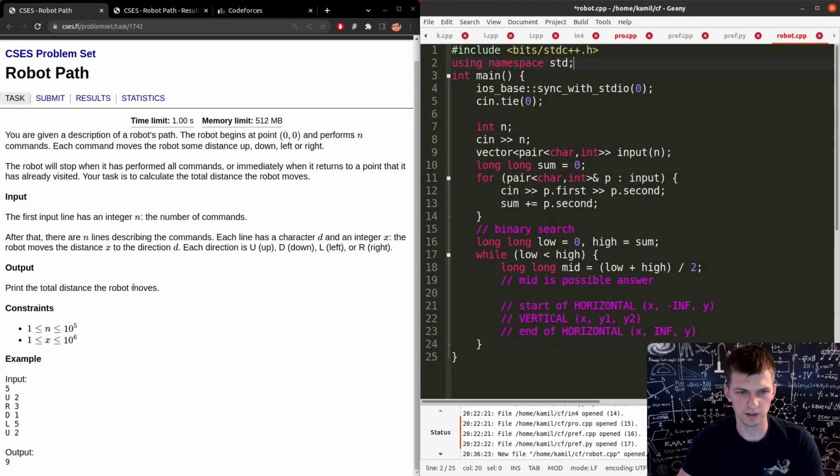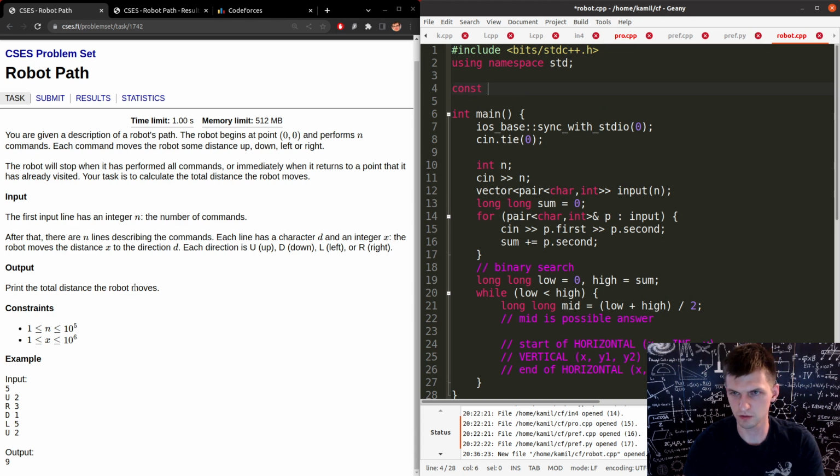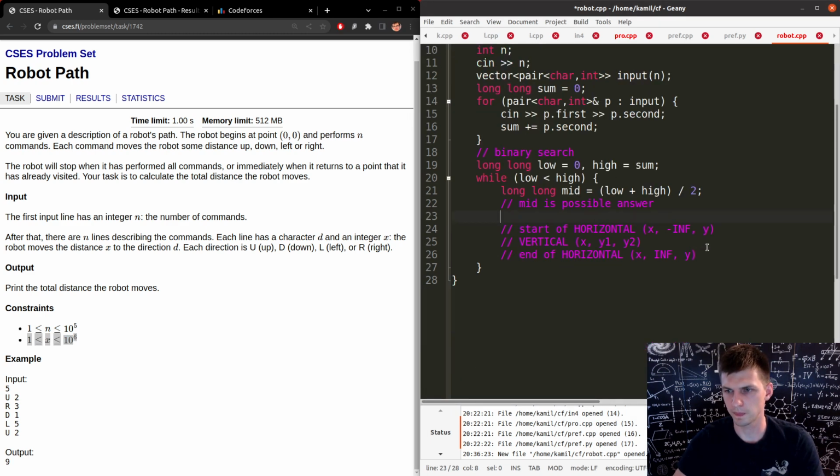Infinity. Let's create infinity. Everything will be long because the sum of x's is big. We have here events. It will be those triples.